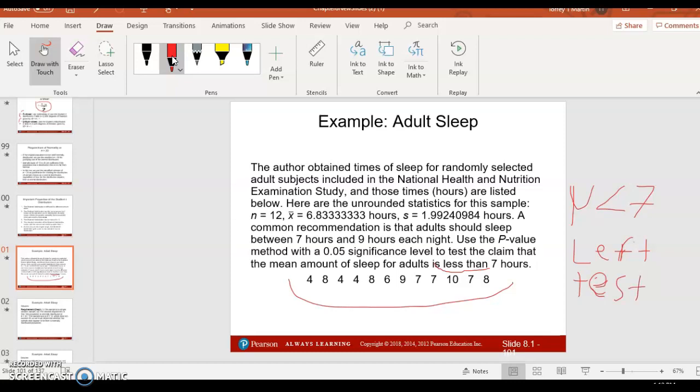Sorry, using a crappy pen. And again, this is my alternative, and we already know that our null has to be equal to 7. So these are the two claims that we're going to be testing.